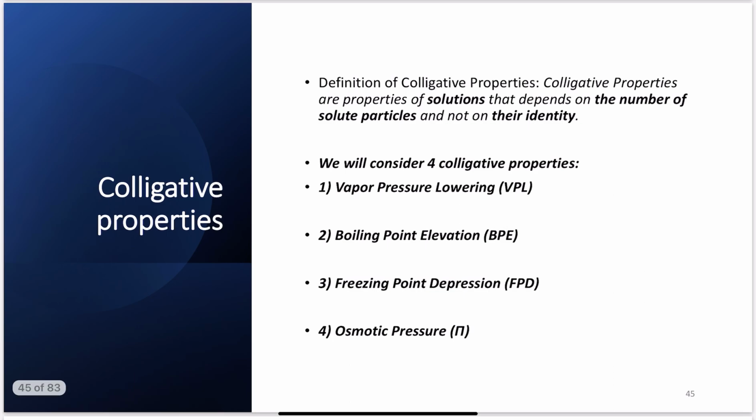We are going to consider 4 different colligative properties. Again, in this module, I'm specifically going to focus on vapor pressure, but colligative properties are properties of a solution that depend on the number of solute particles, not their identity. The identity of the particles themselves is not what's determining the property. It's the number of particles that are determining the property of the solution.